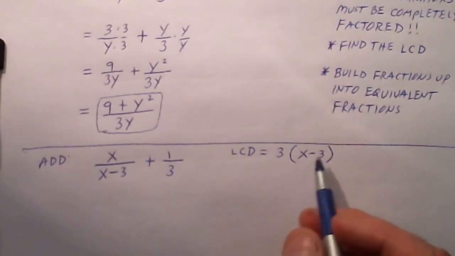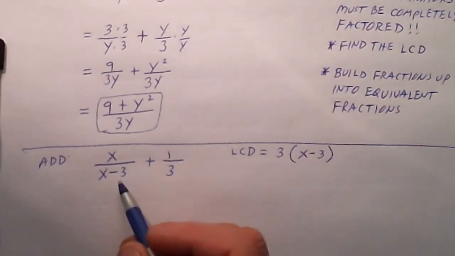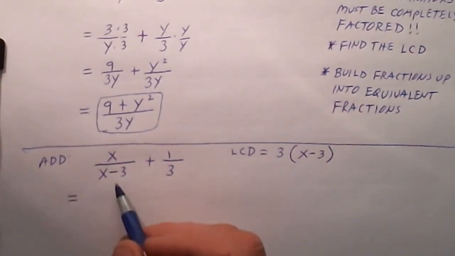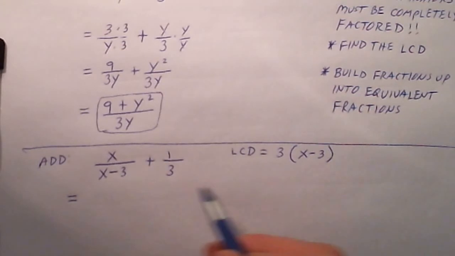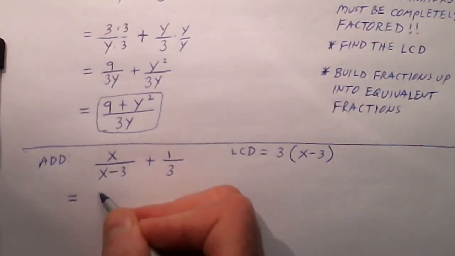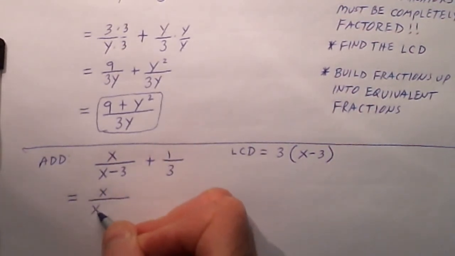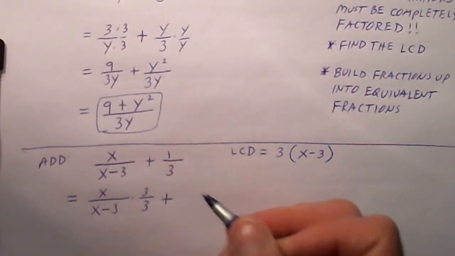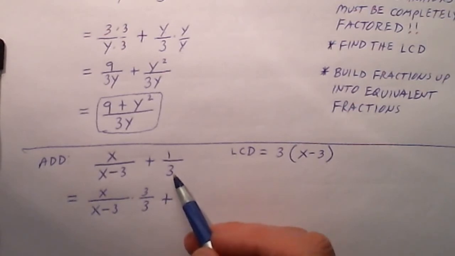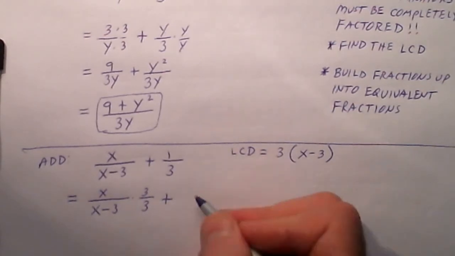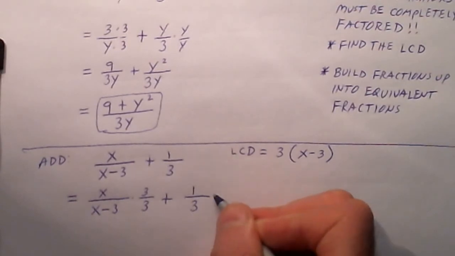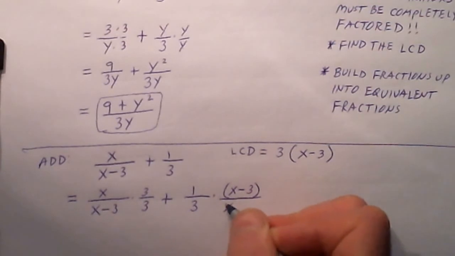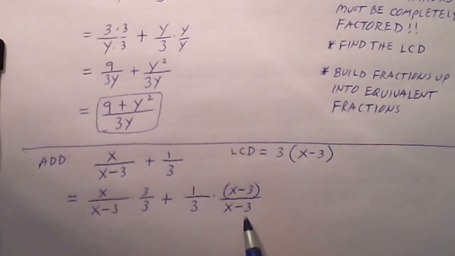Now that we've identified a least common denominator, what remains is to build these fractions up into equivalent fractions that both take on the LCD. The first fraction has the x minus 3 in its denominator, but it's missing the factor of 3. Being the case, top and bottom of the first rational expression is going to have to get multiplied by 3. The second rational expression's denominator has only 3, but it's missing the factor of x minus 3. That being the case, top and bottom of the second rational expression gets multiplied by x minus 3 to build it up into an equivalent fraction that has the least common denominator.